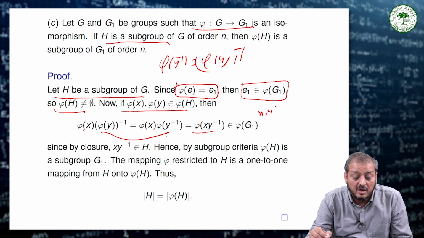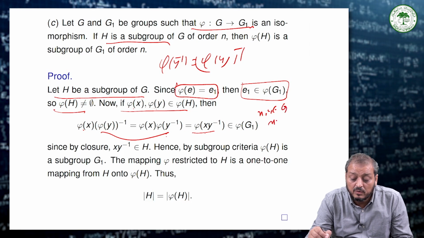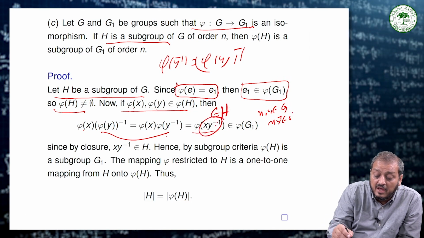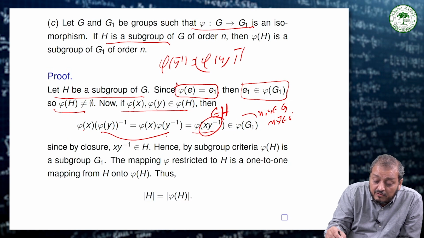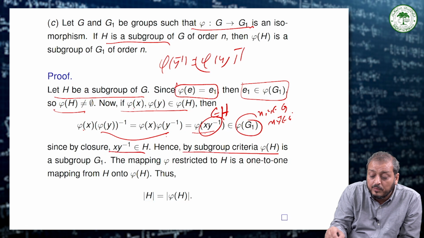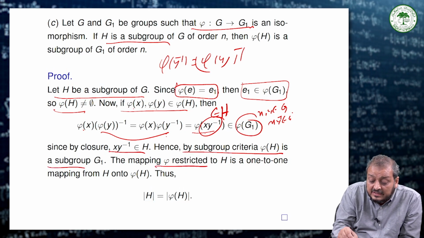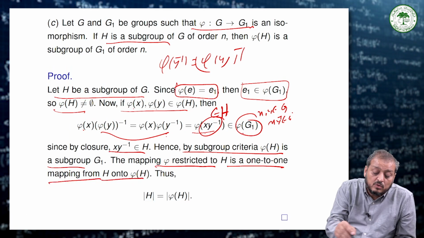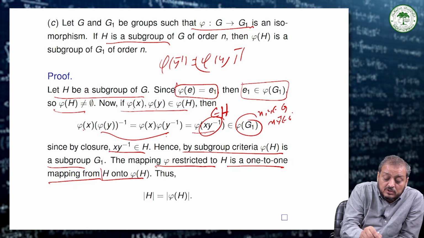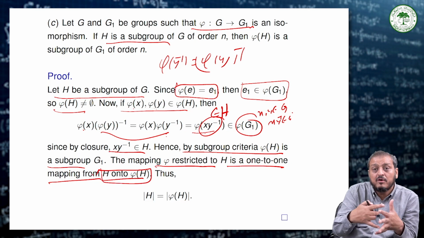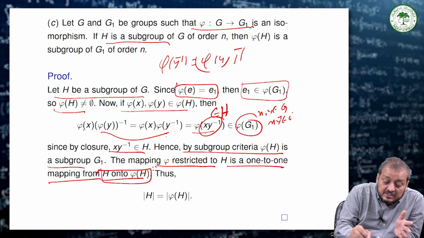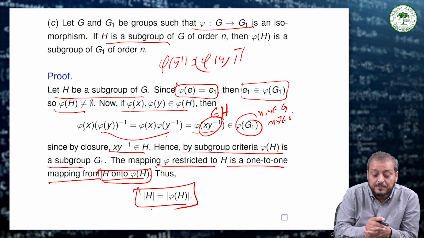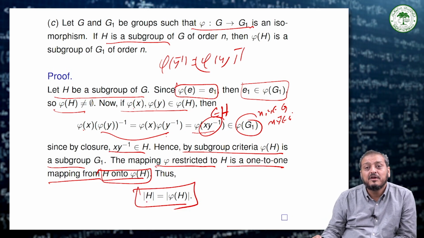So, if you take x and y as elements of G, clearly x y inverse is also an element of G. So this is an element of H clearly, and if it is an element of H, then phi is an element of phi of G1, and by the subgroup criteria, the mapping phi restricted to H is a one-one and onto mapping from H to phi of H. We have to take a restriction map from H to phi of H. So if phi restricted to H is one-one and onto, then the number of elements of H and phi of H are the same. So the order of H is the same as the order of phi of H.